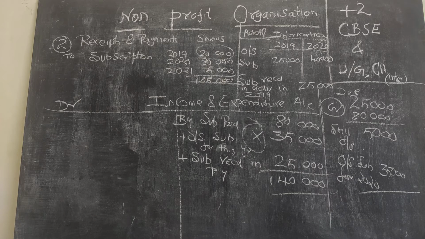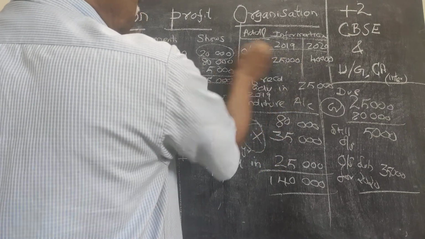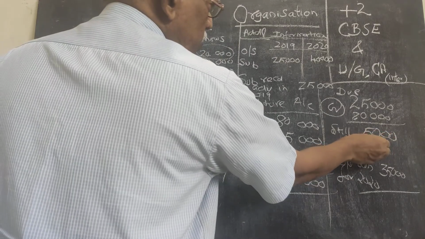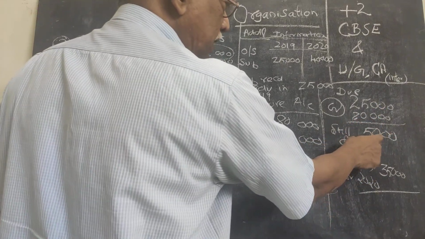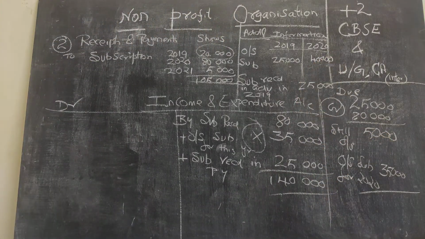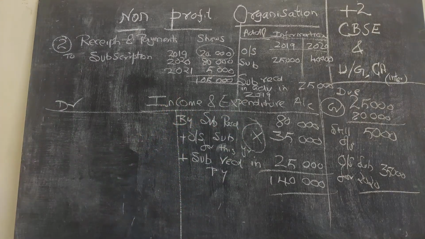The possible mistake most of the students commit is here. They don't consider this 25,000 and 20,000. As a result, they don't find this 5,000 still outstanding of the earlier years, and also they don't consider that this 5,000 is included here in 40,000. So they make a mistake here, 40,000. So the problem goes wrong.